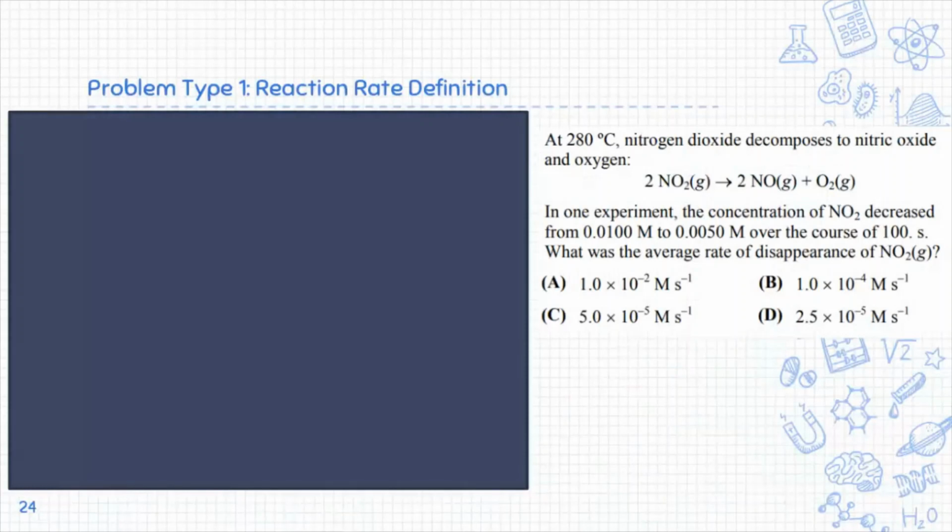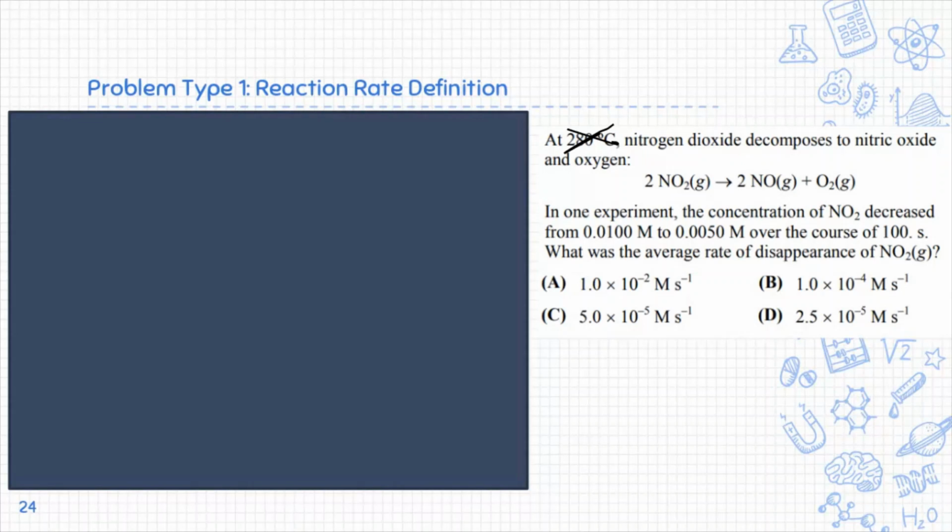So, problem type 1, reaction rate definition. The temperature is irrelevant here, right out of the bat I can tell. Nitrogen dioxide decomposes to nitric oxide and oxygen. In one experiment, the concentration of NO2 decreased from 0.01 moles to 0.005 moles.